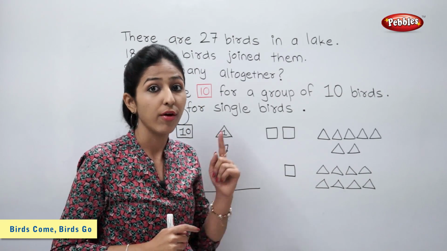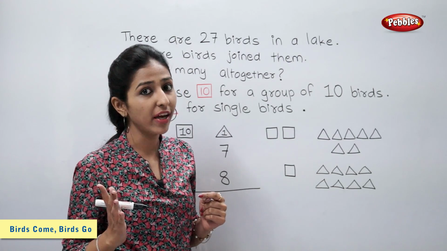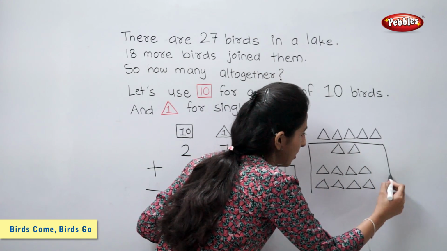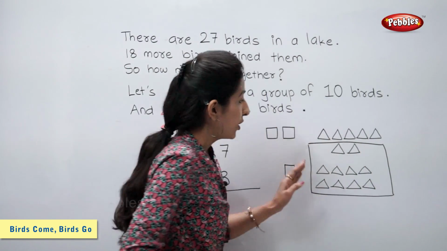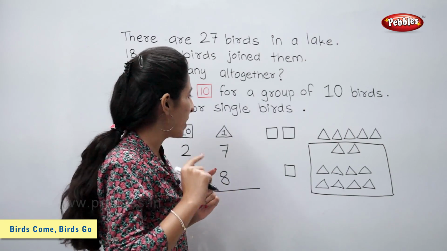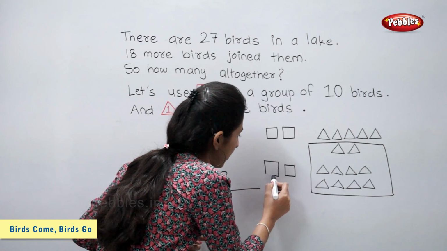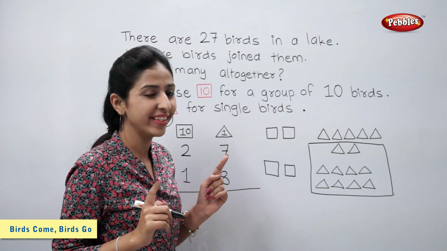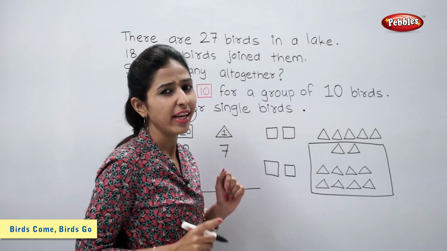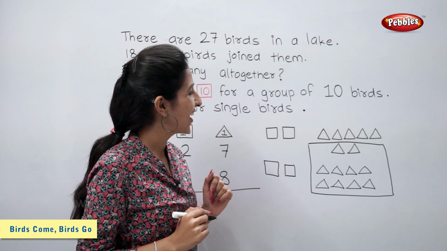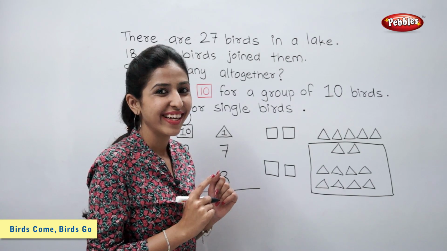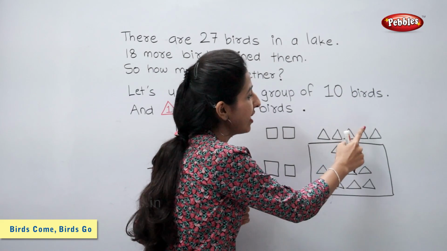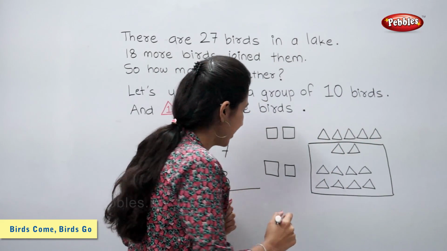Now 15 means 1 tens and 5 ones. So, using these 10 triangles, I will make one more square. Now this means one more group of 10 birds. So now students, count and tell me, we are left with how many triangles? Right, we are now left with 1, 2, 3, 4 and 5 triangles.